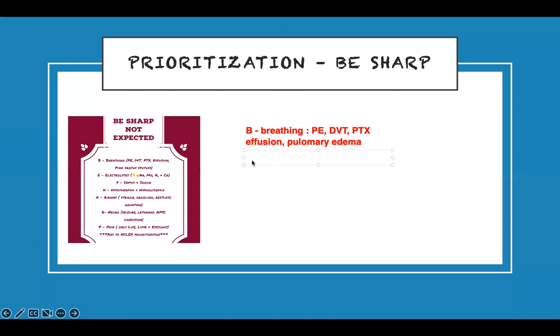Okay. So the next one is electrolyte. There's key electrolytes: sodium, magnesium, calcium, and potassium. These are what control homeostasis of your body system. And whenever there's a decrease or increase in their level, it changes your body function. So you've got to pay attention.